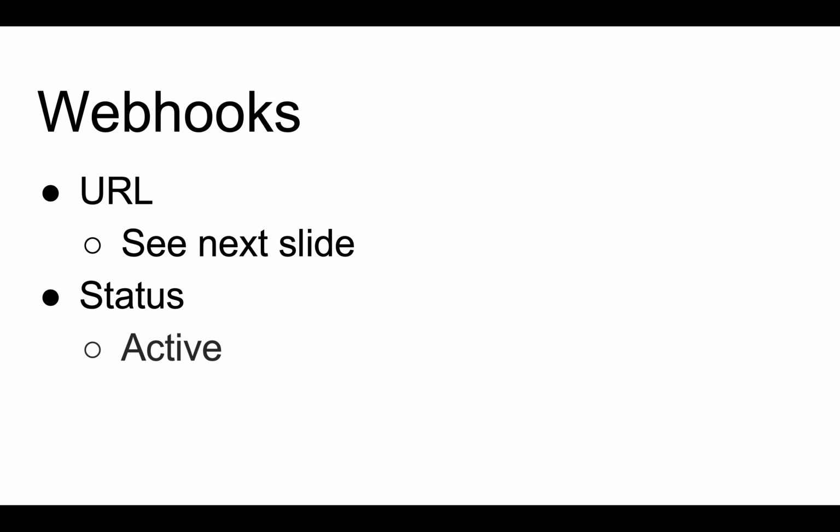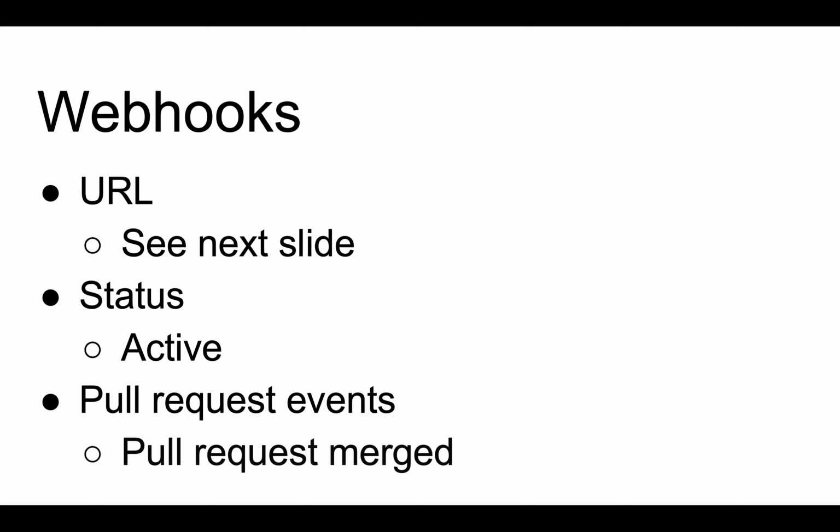So the webhooks, these are really just a URL that you set within the repo, within the environment repo. And you want to set it, we'll take a look at where the URL for the webhook actually comes from. Of course, it wants to be active, and then you define what pull request event causes it to fire. And in our case, it's only when a pull request is actually merged.